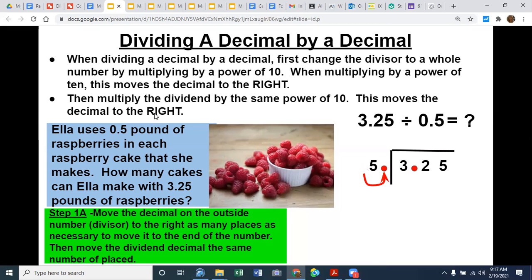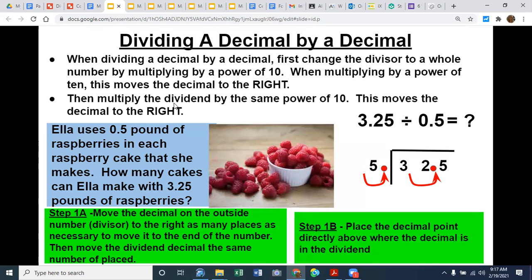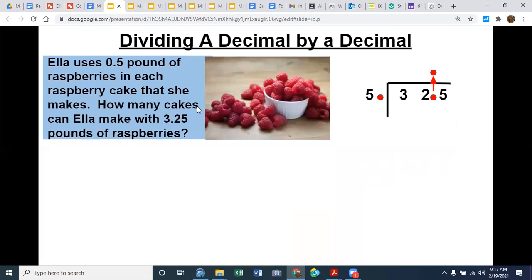So 0.5, I'm moving it one spot to the right to get rid of it. Now I have 5 point, right? And 5 point is really just 5. So that's what I wanted to do. But now I have to move the decimal on the inside number, the dividend, the same number of spaces. I moved 1 to the right, so I'm going to move 1 to the right on the inside number. There we are. That's our new spot for our decimal. And then I can place my decimal point in my answer. So now that's the next step. Right away, put your decimal point right there. After you've moved it, put it in your answer right away. And then you divide. Okay, we'll go to the next screen.